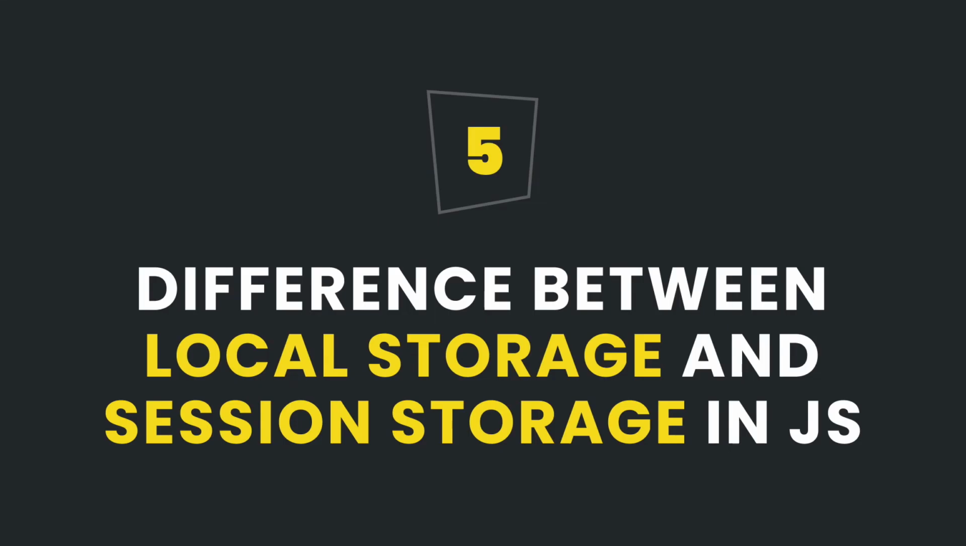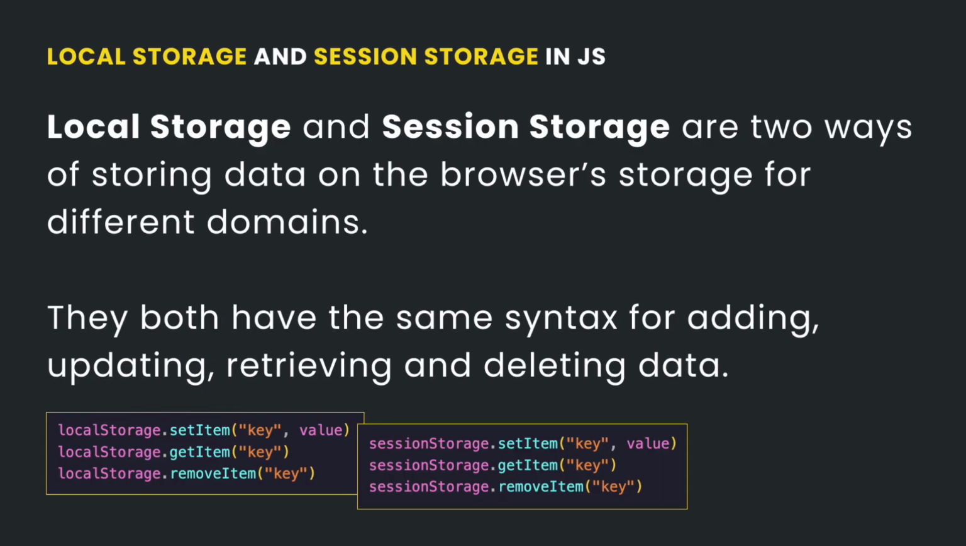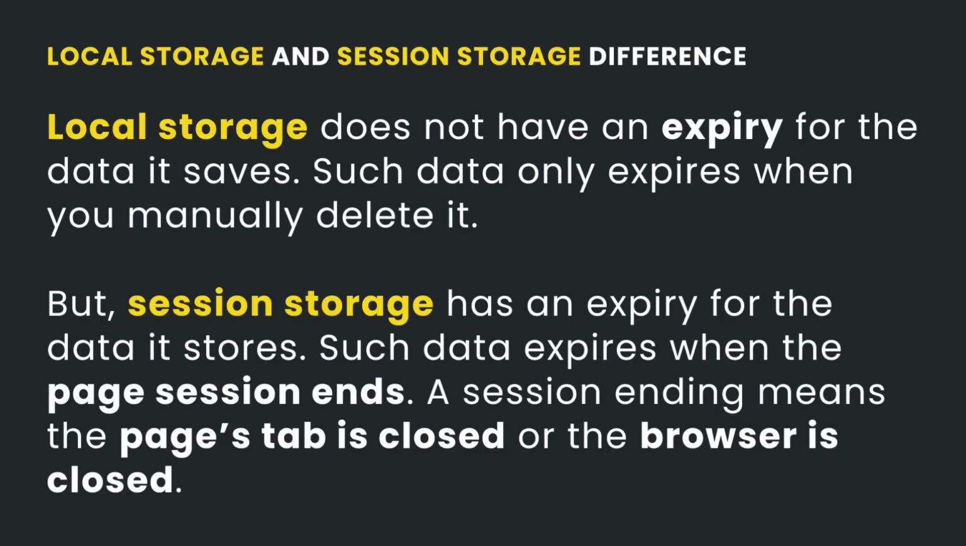And for the last but not the least question, what is the difference between local storage and session storage in JavaScript? Local storage and session storage are 2 ways of storing data on the browser storage for different domains, and they have the same syntax for adding, updating, retrieving, and deleting such data. But the difference is that local storage does not have an expiry for the data it saves. So when you store data with local storage, the data would only expire when you manually delete it. But session storage has an expiry period for the data that it stores, and such data expires when the page session ends. A session ending means that the page tab is closed or that the browser is closed.